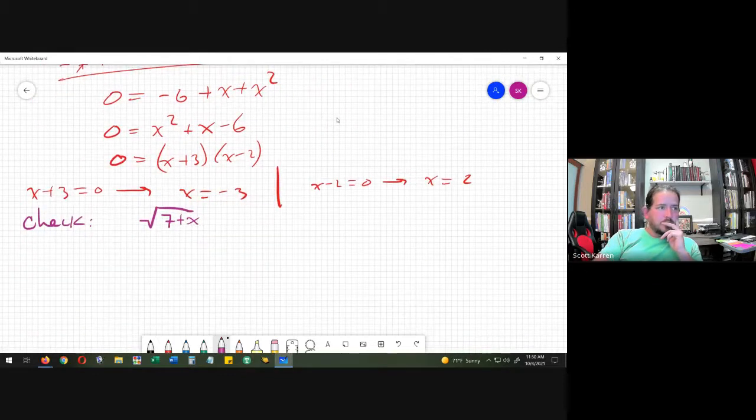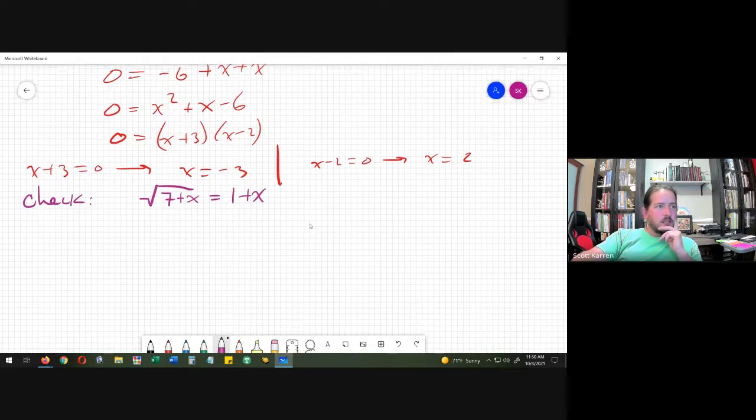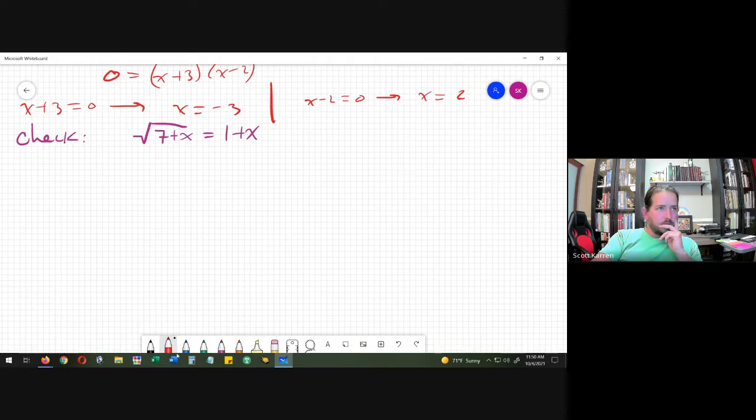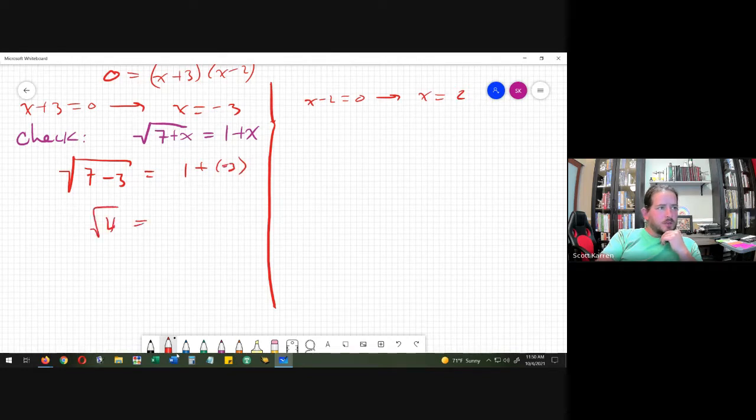Equals 1 plus x. So if I check negative 3, 7 plus negative 3, or 7 minus 3, is equal to 1 plus negative 3. 7 minus 3 is 4. 1 minus 3 is negative 2. But the square root of 4, right? Because it's the square root sign, that means the principal. There's no plus or minus here. It's just 2. And so this one's not true.